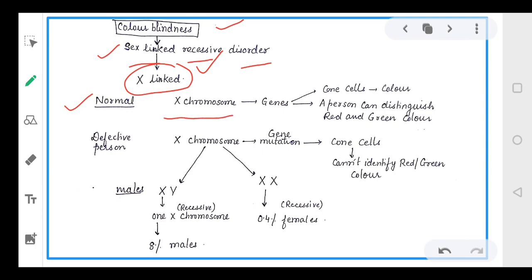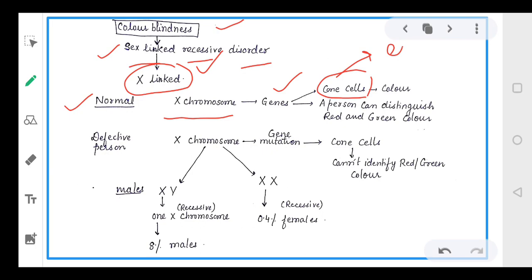It can be a male, it can be a female. अगर female है तो XX, male है तो XY. So on the X chromosome there are genes related with the X chromosome. Now these genes, there is one gene which will code for the cone cells. Cone cells are present in your eyes.